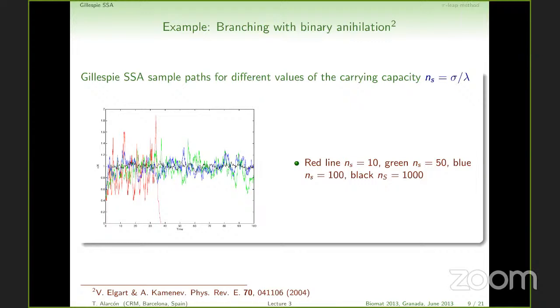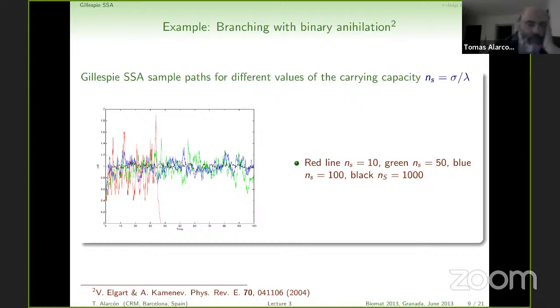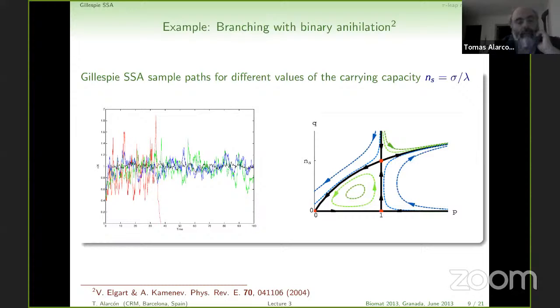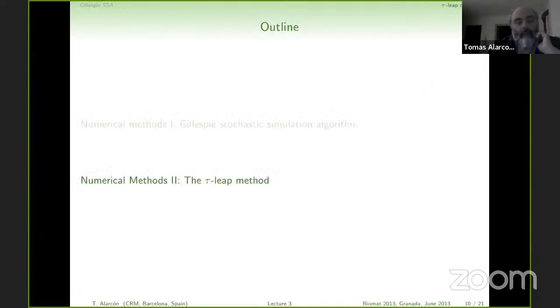This is an example that I think we saw in the first lecture, illustrating the effect of noise when you have different current capacities.